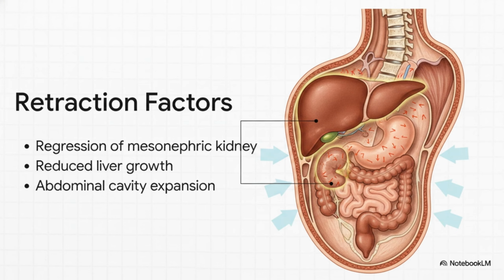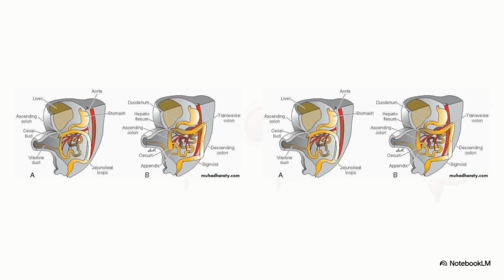First, the large mesonephric kidney significantly regresses. Second, the massive growth rate of the liver finally slows down. And third, the abdominal cavity itself has simply expanded as the embryo has grown. This return process is incredibly orderly.